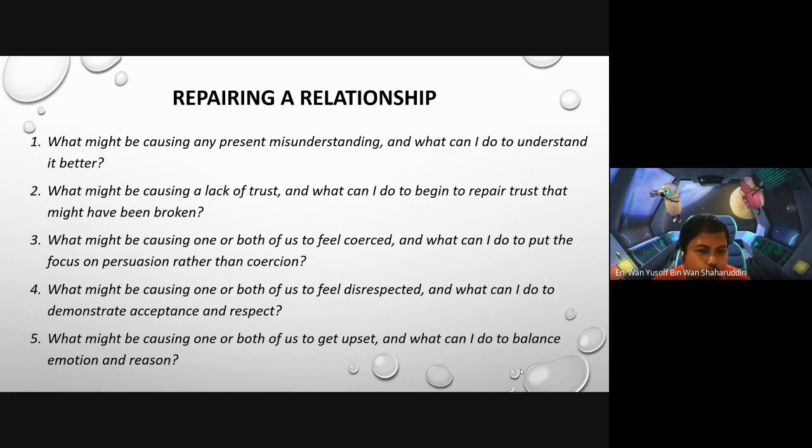What might be causing one or both of us to feel disrespected? What can I do to demonstrate acceptance and respect? And lastly, what might be causing one or both of us to get upset, and what can I do to balance emotion and also reason?